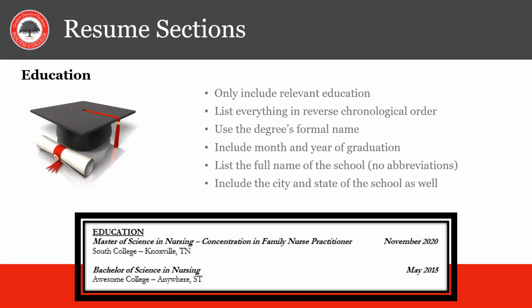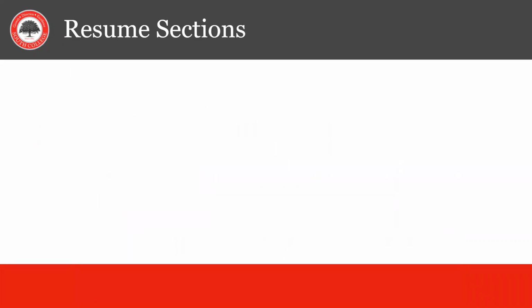So let's go ahead and jump on to the next section, which is your licensures and certifications. Similar to the rationale behind including your education towards the top, it's important to include your licensures and certifications near the top as well. It's important because this will help to, again, show that you immediately meet the minimum requirements of the program.